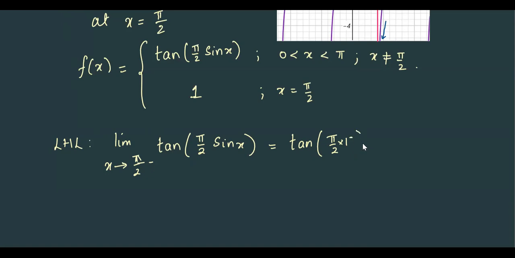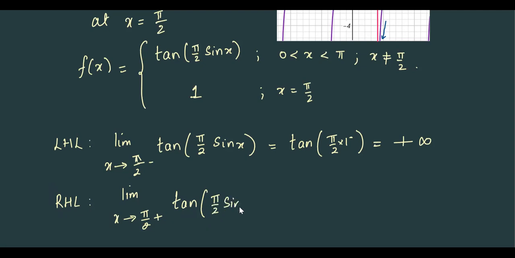Less than 1. So this product will be slightly less than pi by 2. So slightly less than pi by 2, you get plus infinity. Now let us look at the right hand limit. Limit x tends to pi by 2 plus of tan of pi by 2 into sin x, which is tan of pi by 2 into 1.